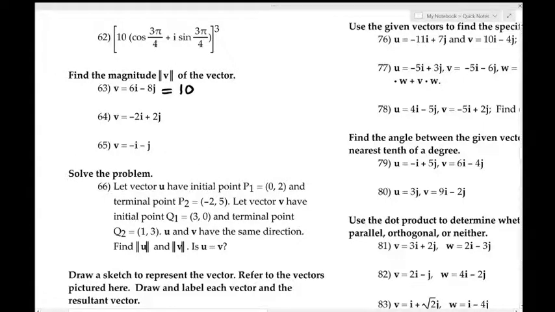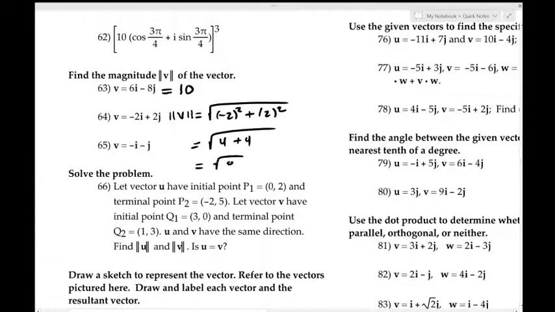Cool. Next, the magnitude of the vector v in number 64. So negative 2 squared plus 2 squared, which gives us square root of 4 plus 4, which is 8. And then if we simplify, we get 2 square root of 2. Okay, so the magnitude of the vector negative 2i plus 2j will be 2 square root of 2.